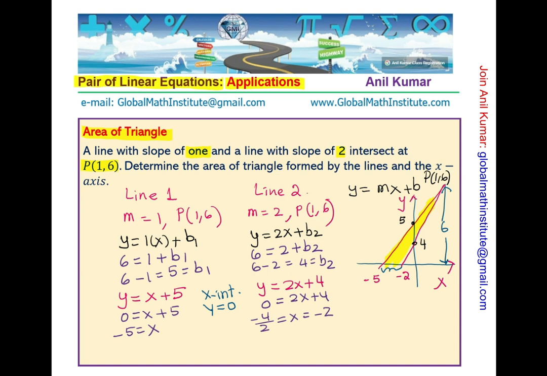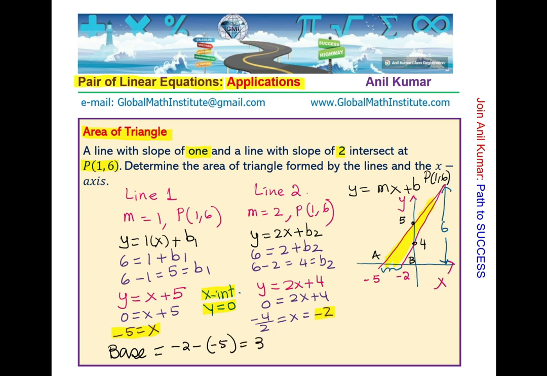So we know the x-intercepts, right? We just found the x-intercepts, which are minus 2 and minus 5. Let's label these points as A and B, for example. Okay. So the base is minus 2 minus of minus 5, which is 3.